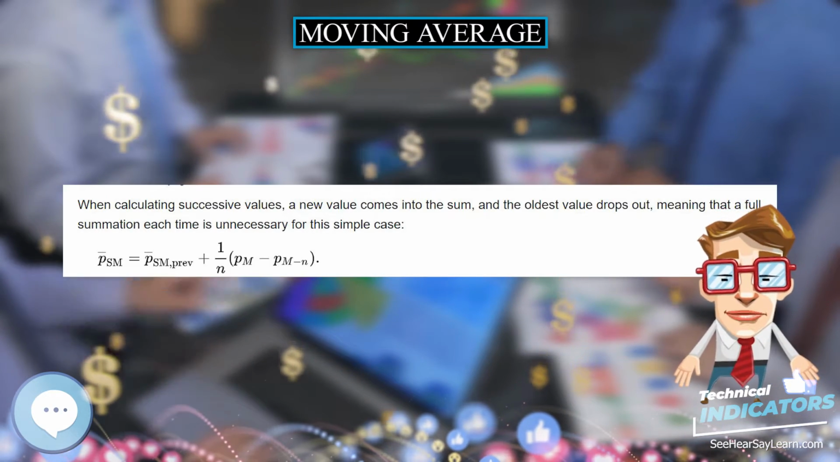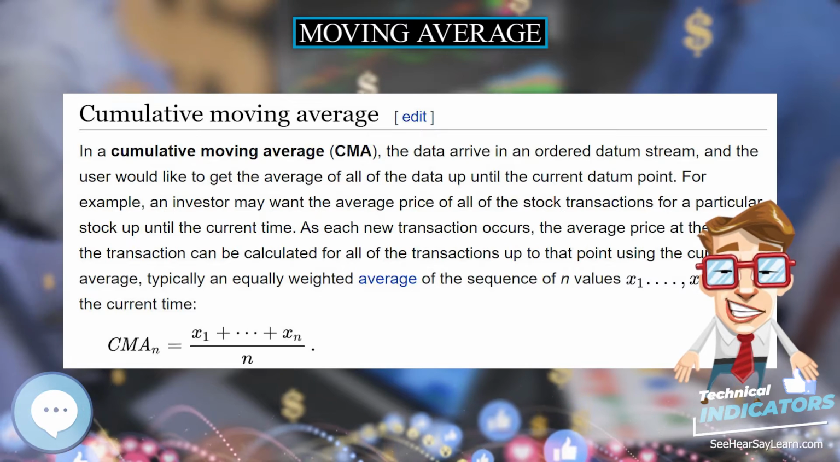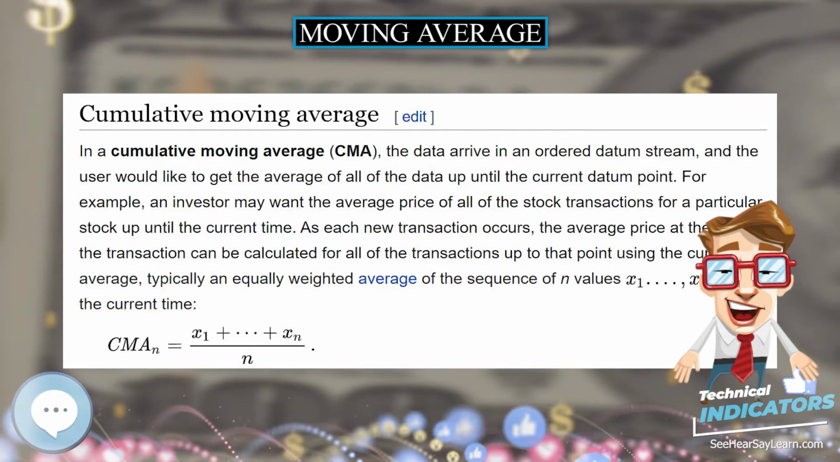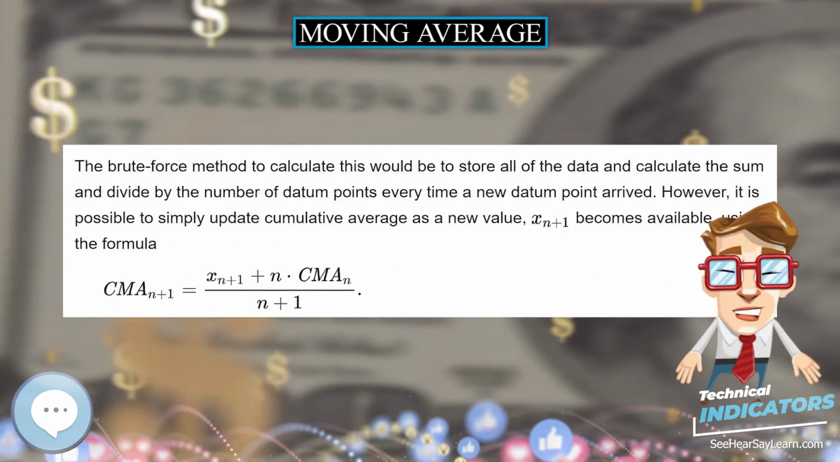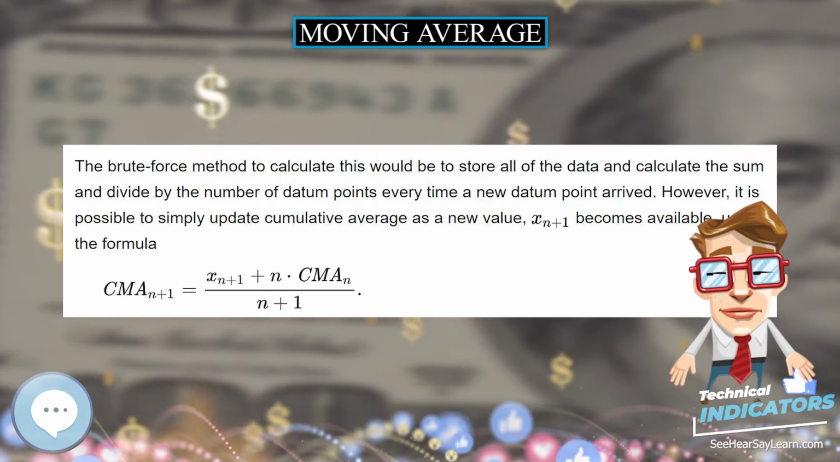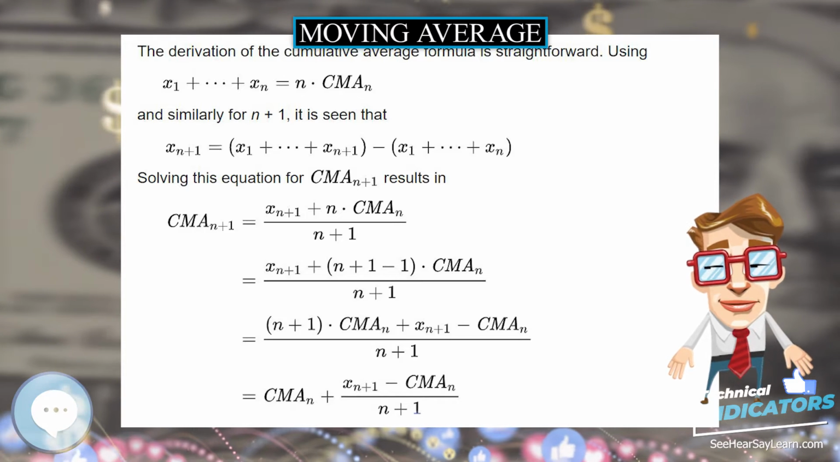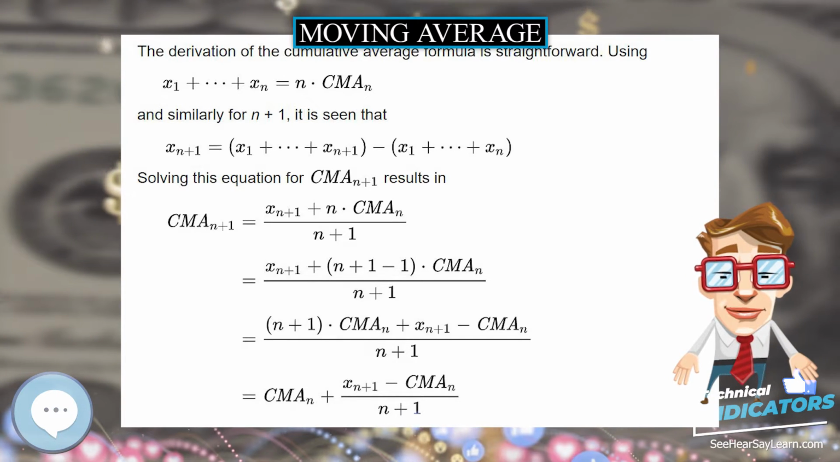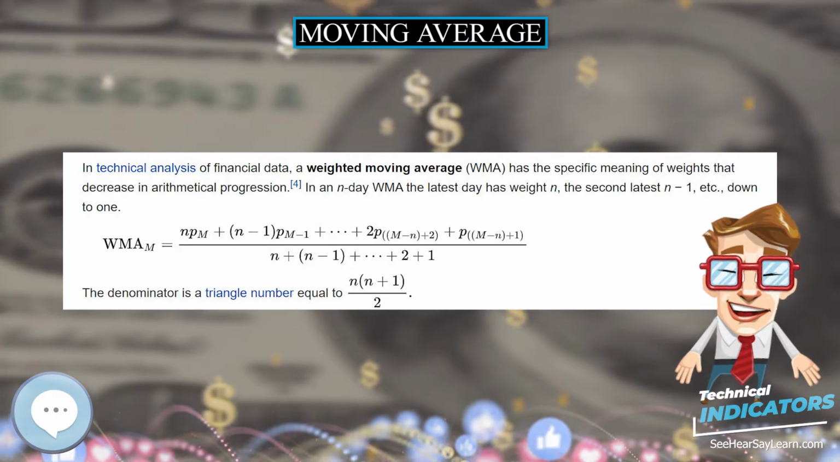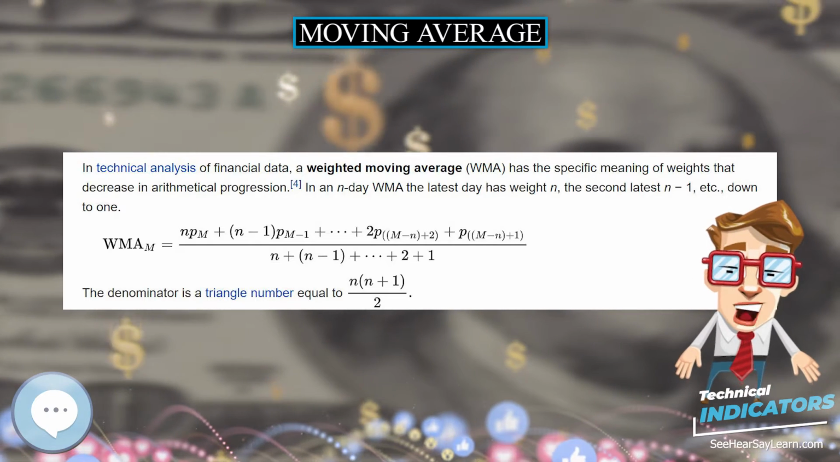Thus the current cumulative average for a new datum point is equal to the previous cumulative average, times n, plus the latest datum point, all divided by the number of points received so far, n plus 1. When all of the datum points arrive, n equals N, then the cumulative average will equal the final average.